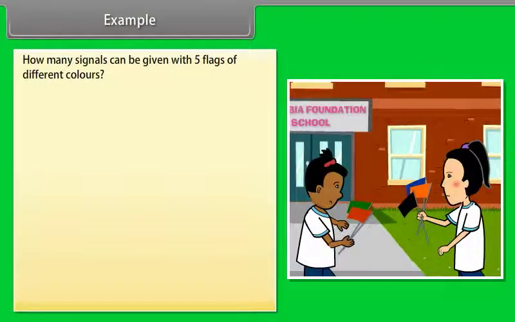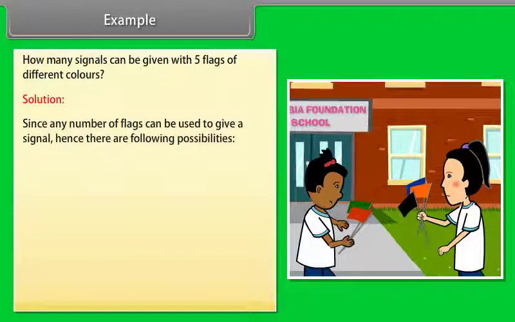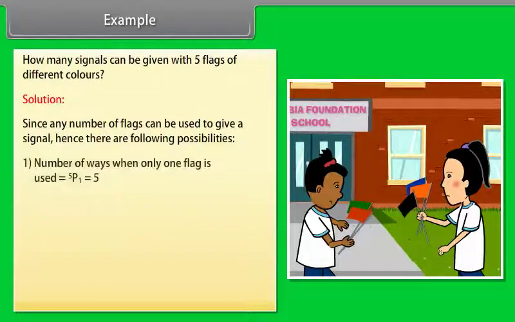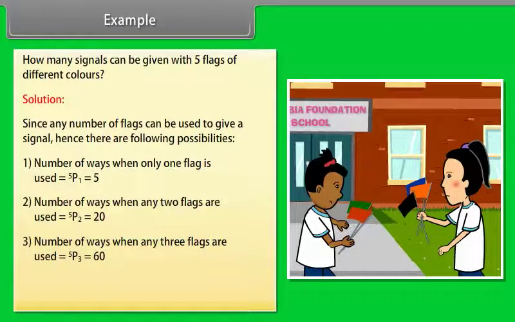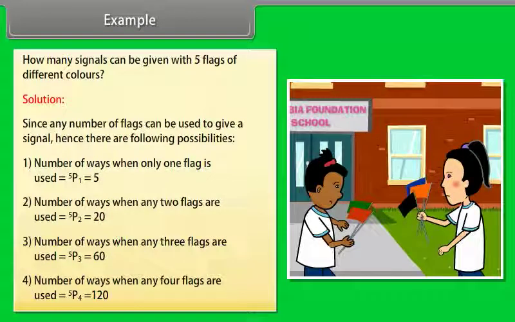How many signals can be given with 5 flags of different colors? Solution: since any number of flags can be used to give a signal, hence there are following possibilities. 1. Number of ways when only one flag is used is equal to 5P1 is equal to 5. 2. Number of ways when any two flags are used is equal to 5P2 is equal to 20. 3. Number of ways when any three flags are used is equal to 5P3 is equal to 60. 4. Number of ways when any four flags are used is equal to 5P4 is equal to 120.